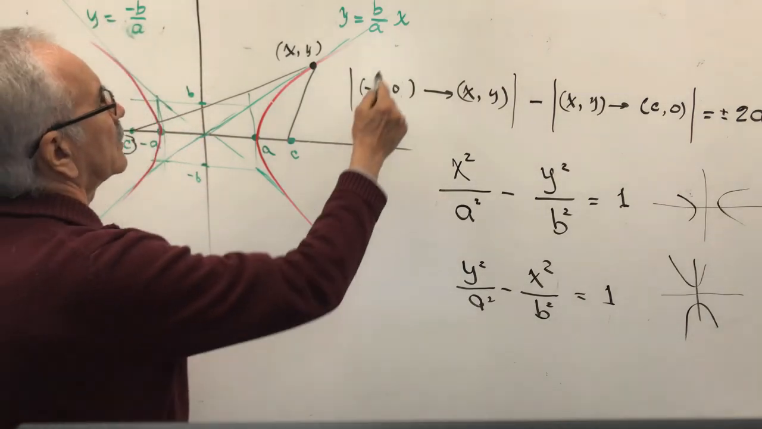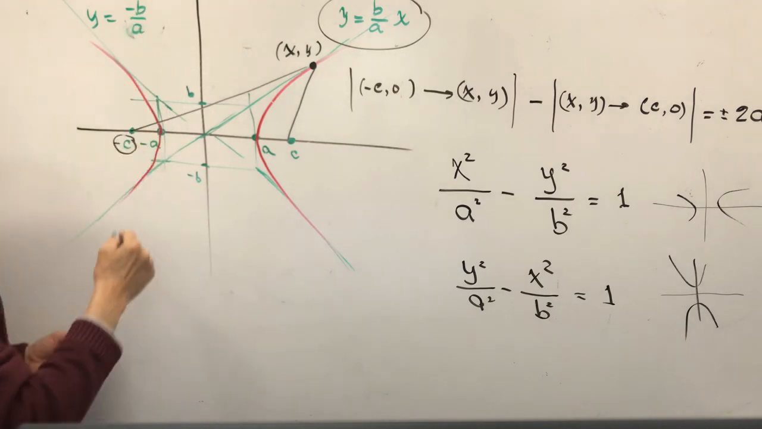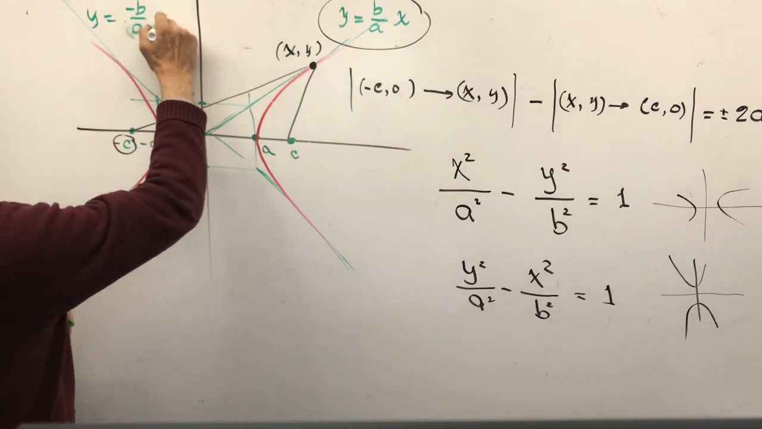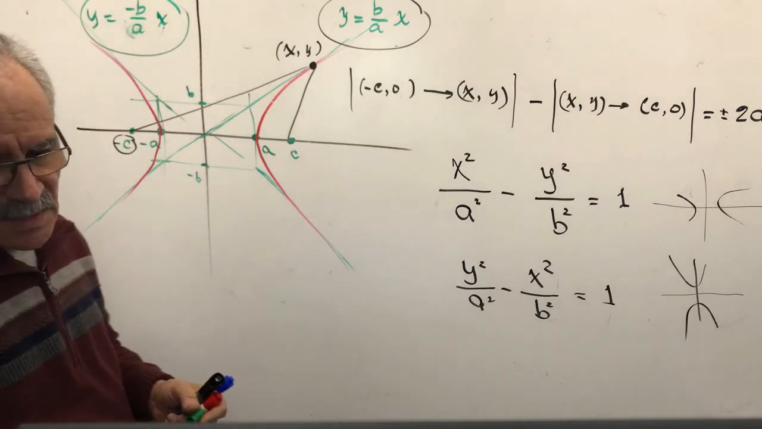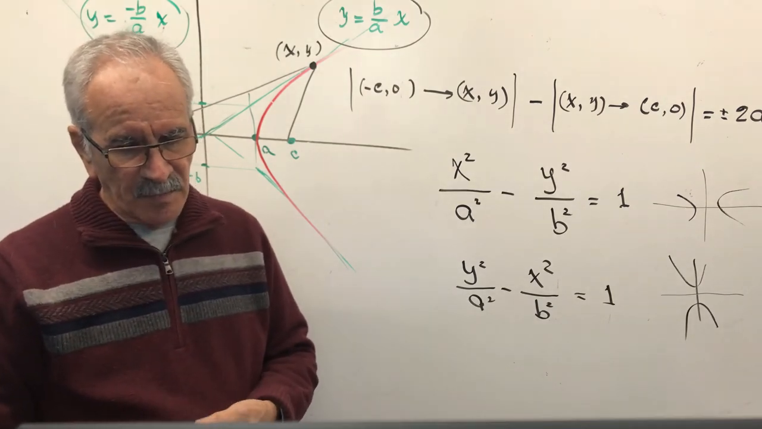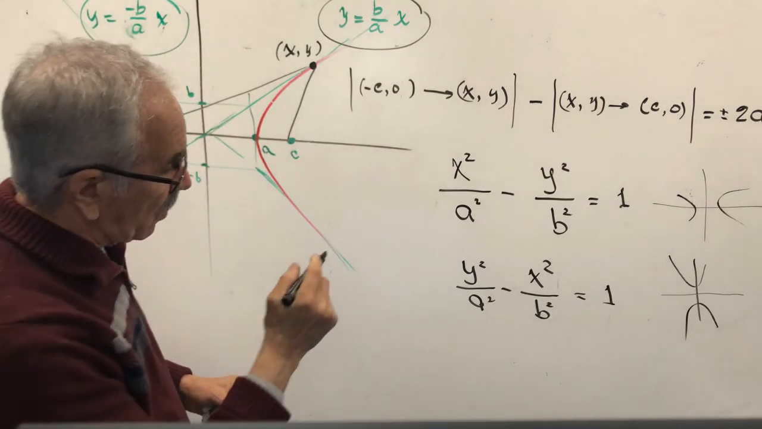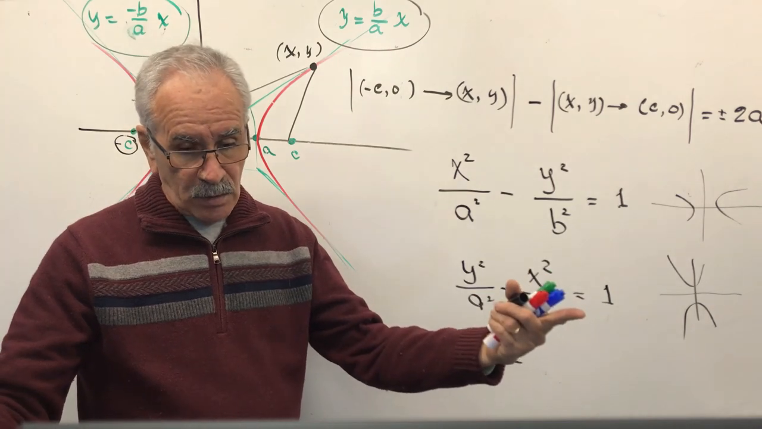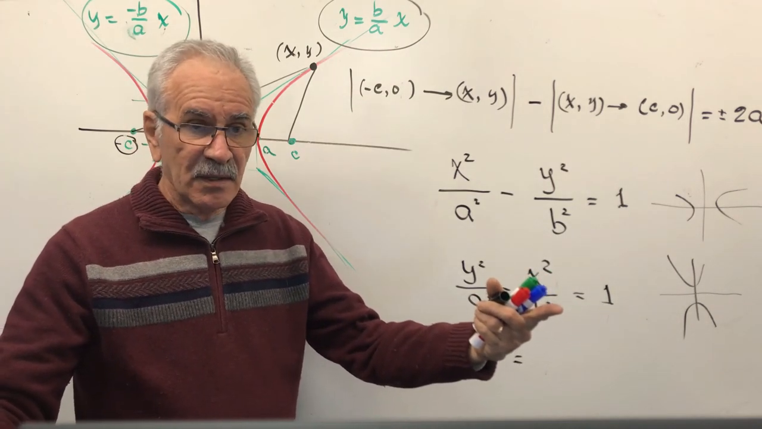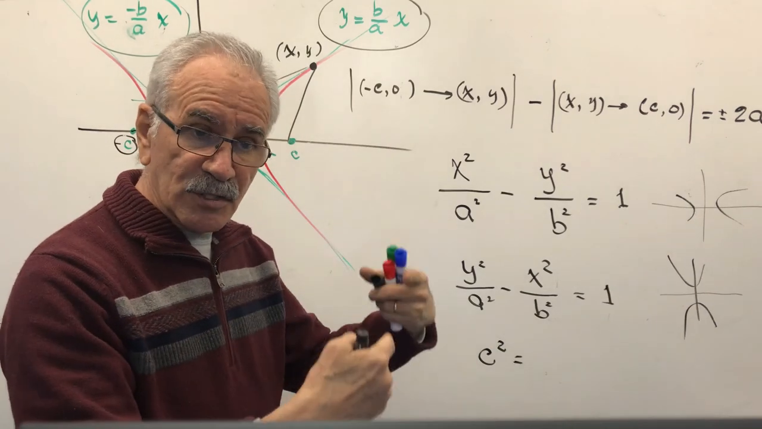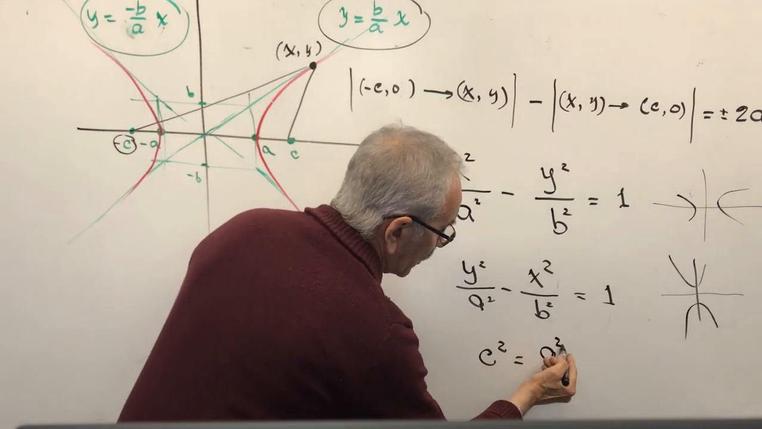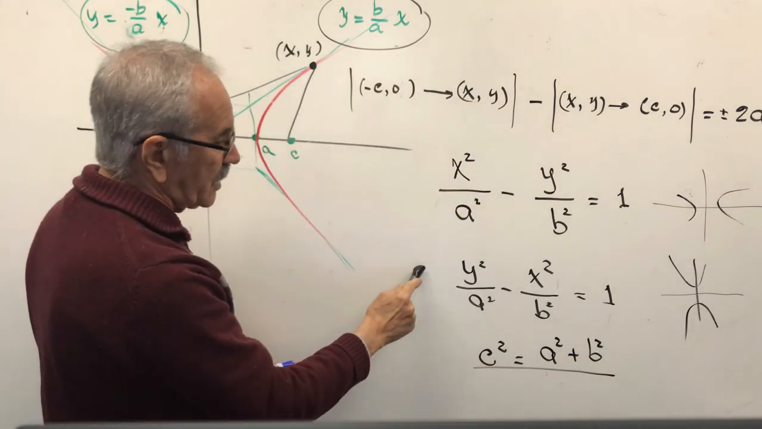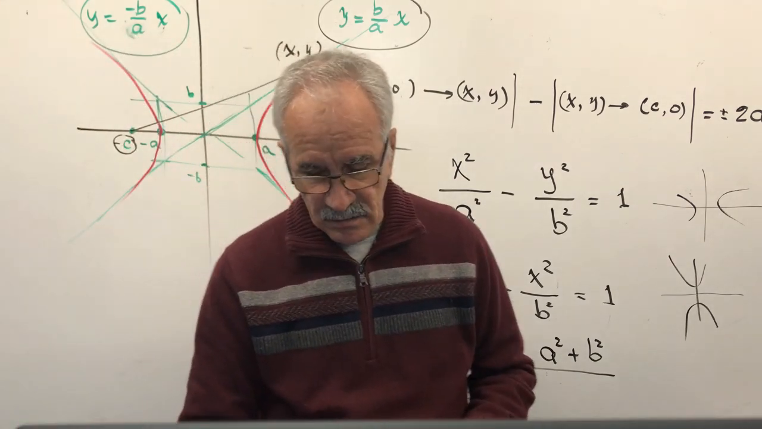And remember that these two equations are the information you need. In both cases, c squared will be, no, before we took the difference. But now we are subtracting, so minus becomes plus: a squared plus b squared. So using these three equations, we can graph any hyperbola.